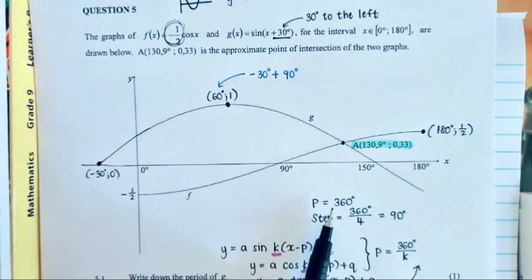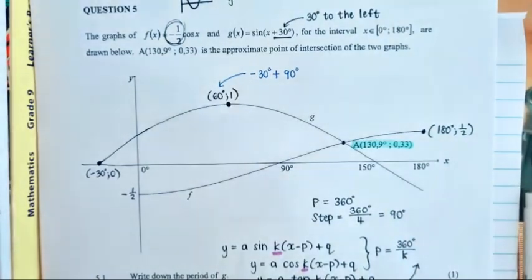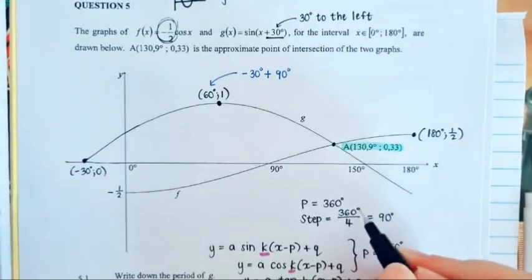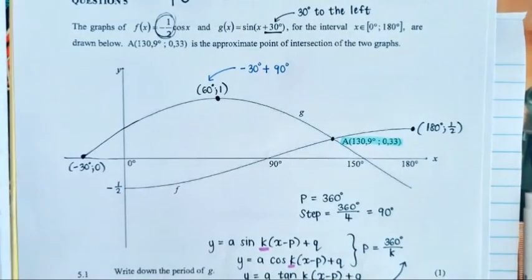If my period was 180, so if the period was changed, say there was a 2 in front. So 4 for the step, that's just something that you must remember. That's like a formula. Your step is always period divided by 4.